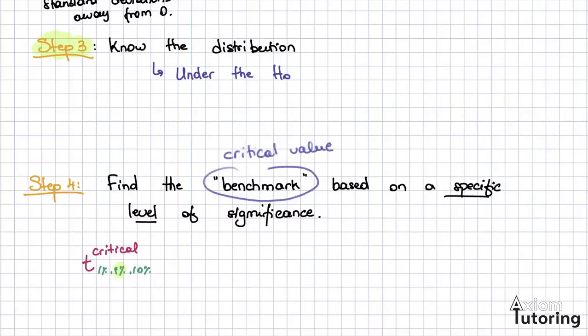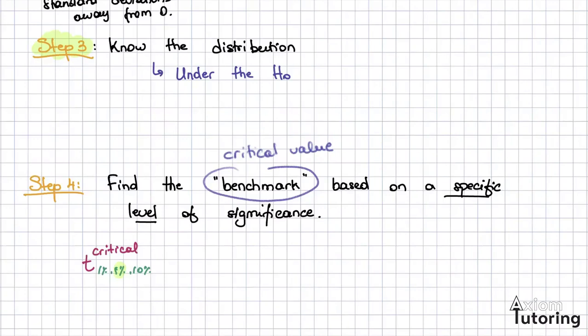So once we find this critical value in the actual t-table, and now you also have a video that shows you how to read and find numbers in the t-table, that is going to serve as your cutoff. That is going to separate typical outcomes from extreme ones.